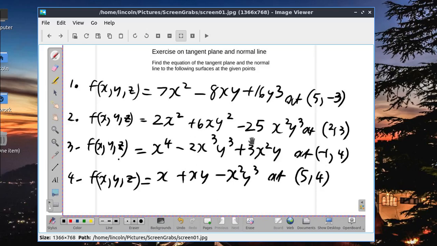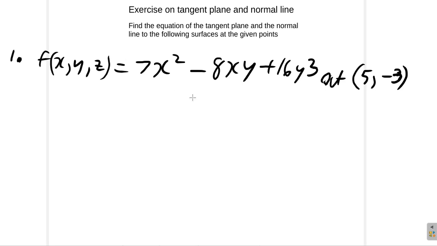Here is a screenshot of the questions which I asked you earlier to write down and work out as an exercise on tangent plane and normal line. You're to find the equation of the tangent plane and the normal line to the following surfaces at the given points. Alright? Here is the first question.